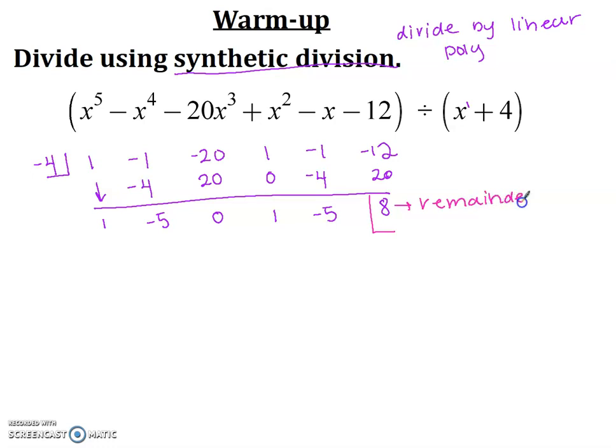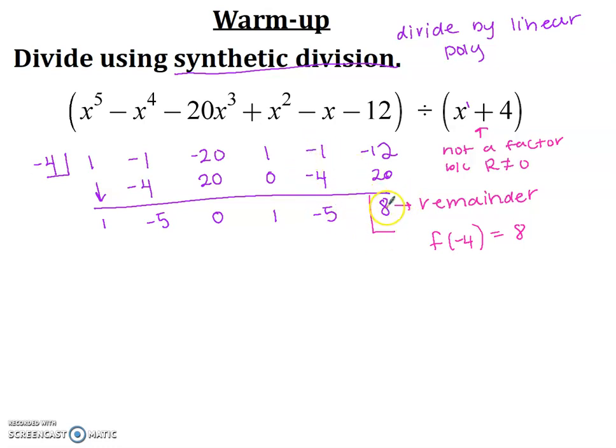And the remainder tells us a couple things. Okay, first, it's going to tell us that x plus 4 is not a factor of this x to the 5th polynomial. And that is because our remainder doesn't equal 0. It also tells us that if I were to plug in -4 in for all these x's, I would end up with an 8. That's called synthetic substitution.